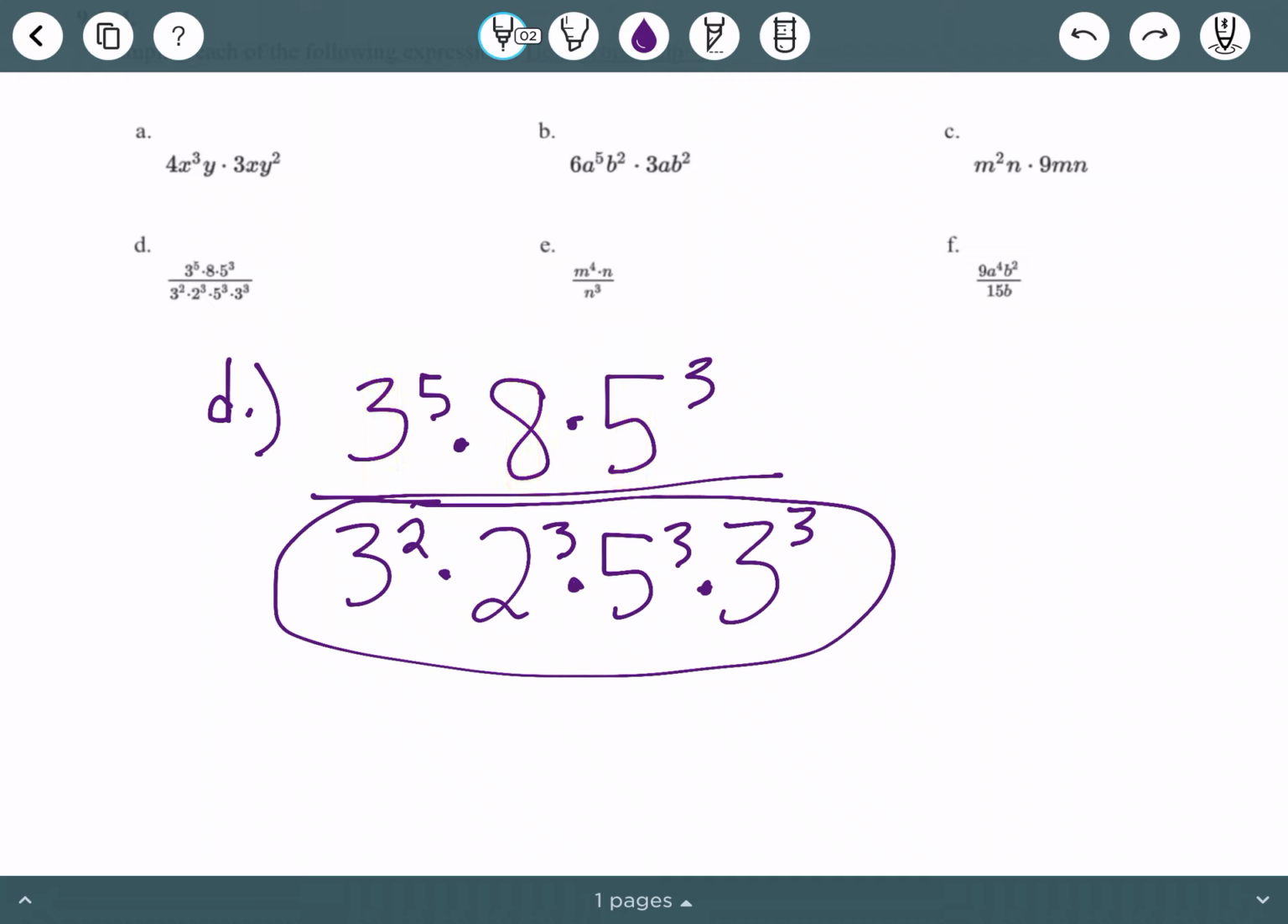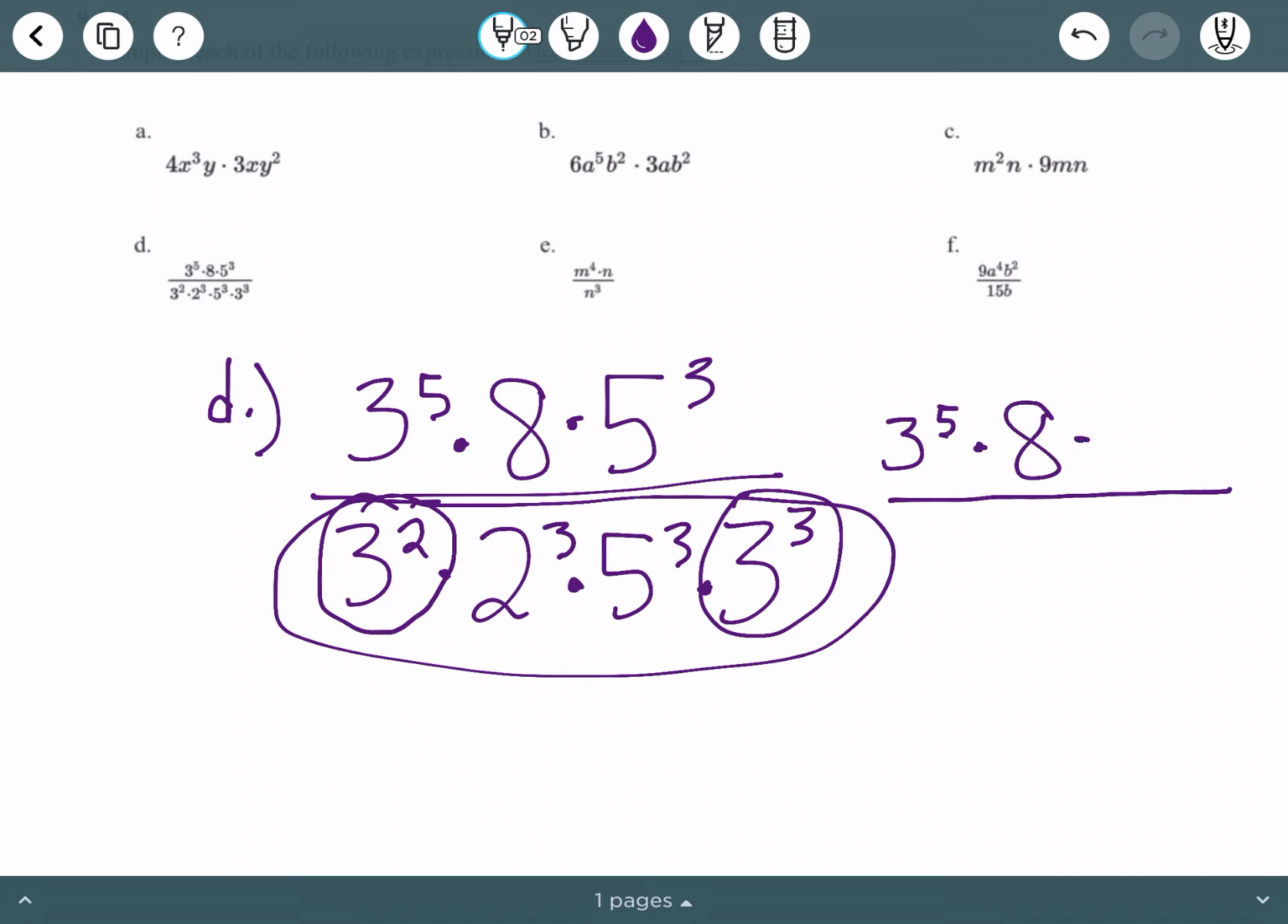All right, so it looks like I have a 3 to the 3rd and a 3 to the 2nd that I can combine. Now remember, I'm going to keep my top the same, so that 3 to the 5th times 8 times 5 to the 3rd.